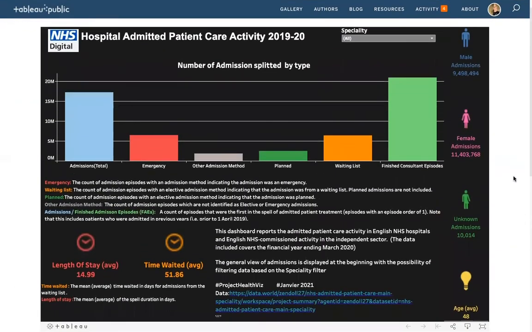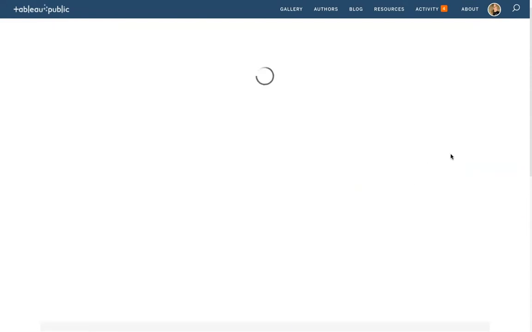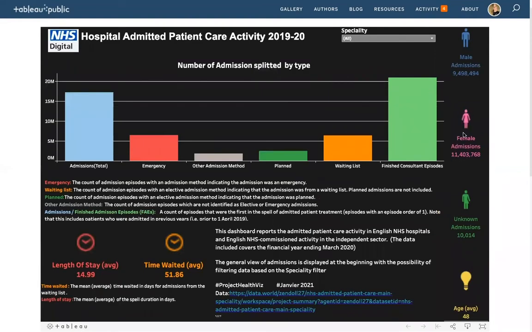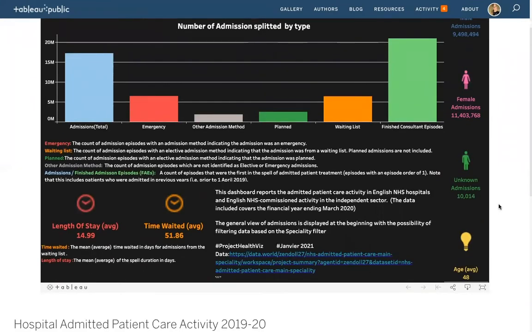All right, so this is Hanane's. She has basically the number of admissions split out by the different types of admissions. So we've got the total, and then these four bars actually make up the total. And then we have the finished consultant episodes, which are basically like discharges, I think. Right. And then it looks like some of the bands on the right-hand side with some larger numbers.